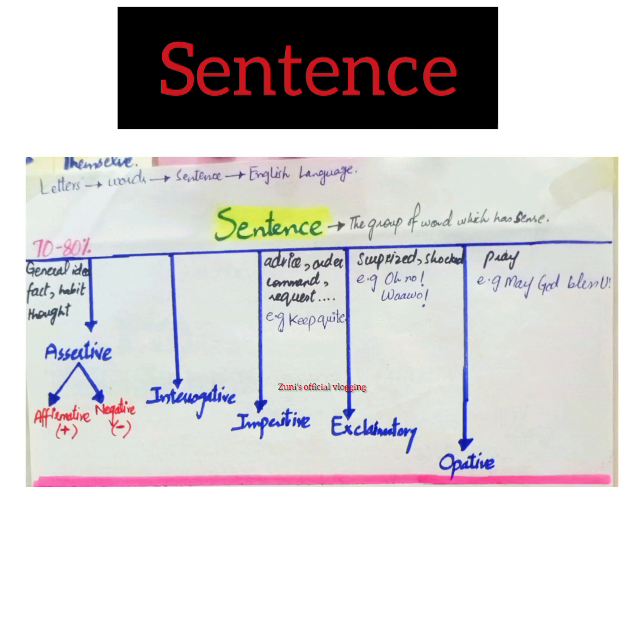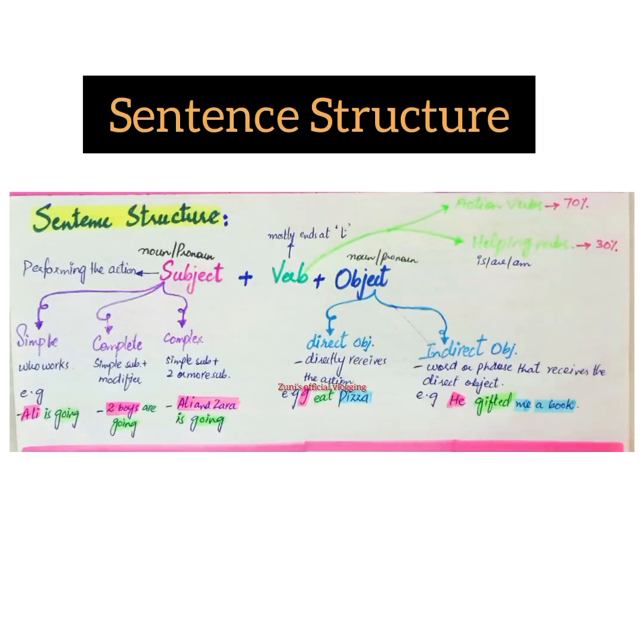Keep quiet, it's an order. The fourth one is the exclamatory sentence, in which we express our feelings when we are surprised or shocked. For example, we say oh no and wow. The fifth one is the optative sentence, in which we pray for someone. For example, may God bless you. So it's just a brief introduction of the sentence and types of sentence. And the next is sentence structure.